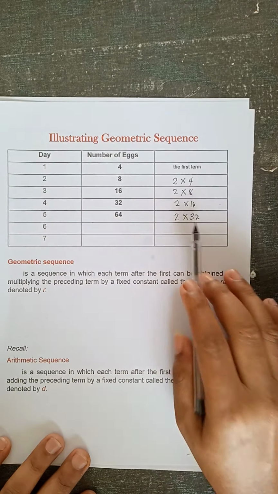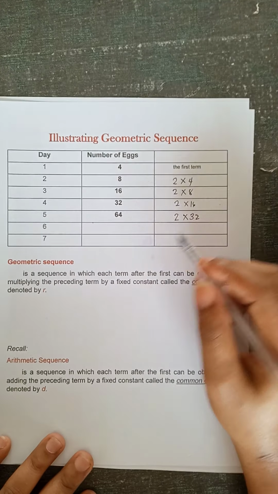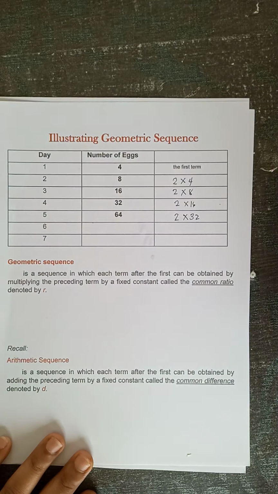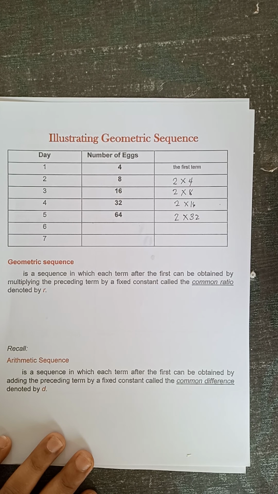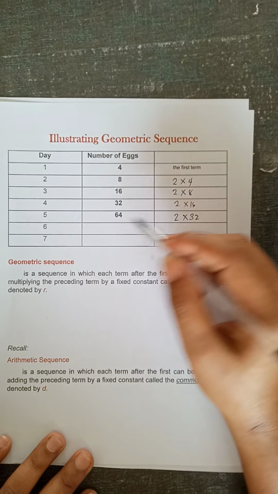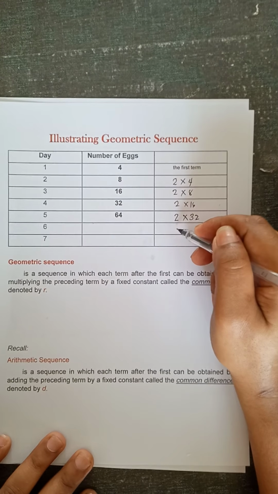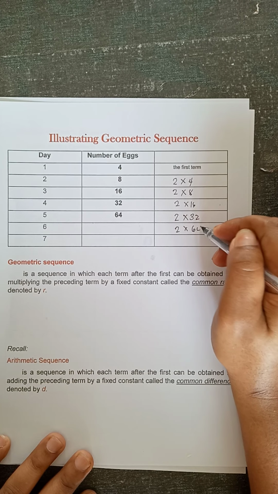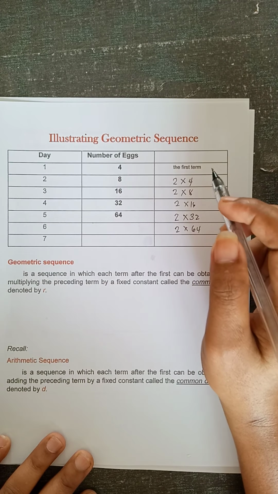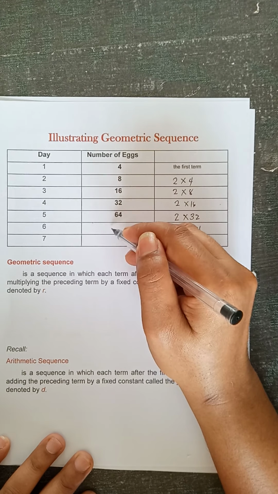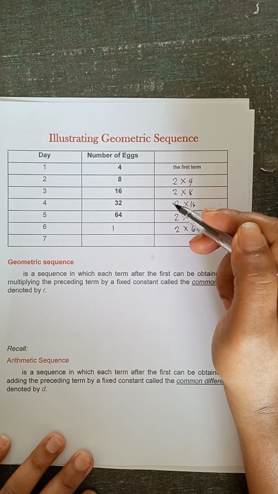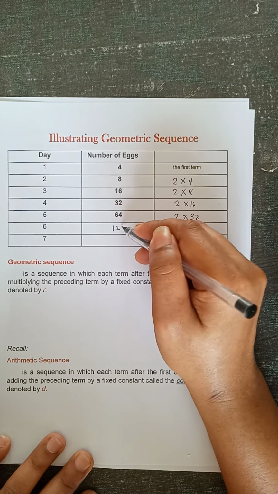So by that, we can say that the number of eggs on the sixth day of the duck laying eggs is equal to 2 times 64, that is equal to how many? 128.